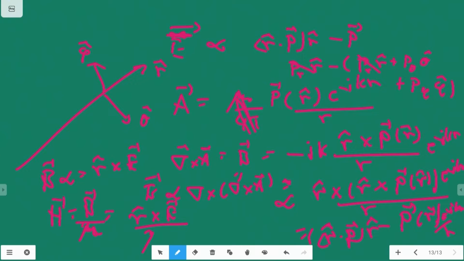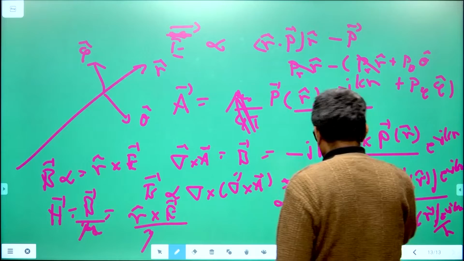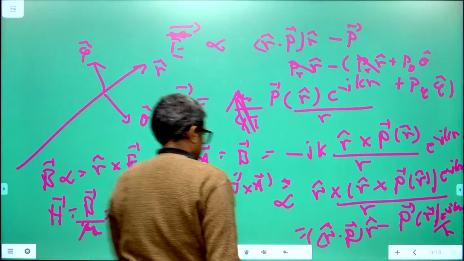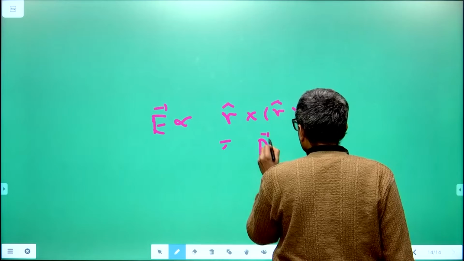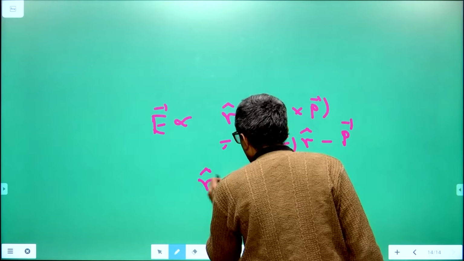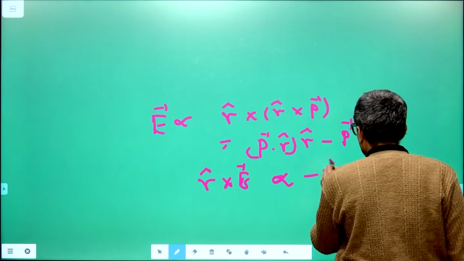So if you look at this e and you take r cap cross this term, the r cap term will drop out, right. You can write e as being proportional to r cap cross p, which is equal to p dot r cap into r cap minus p. So if you look at r cap cross e, what will it be? This r cap cross r cap will cancel out. This will be proportional to minus r cap cross p, which is proportional to the magnetic field.